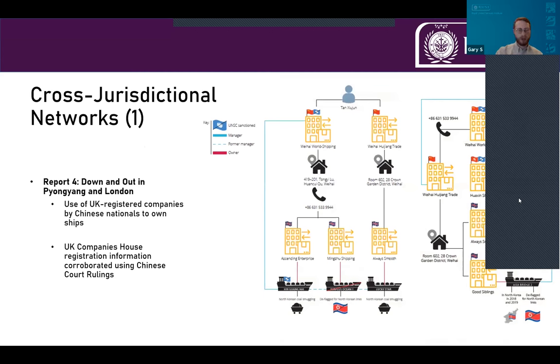So here's a quick example of the importance of doing this sort of cross-jurisdictional mapping of networks. As you see, they operate across many jurisdictions. You can read this in our fourth report, where Chinese companies are using UK registered companies to own ships that were going to North Korea.